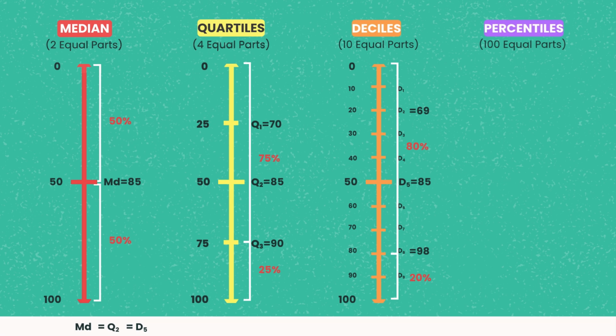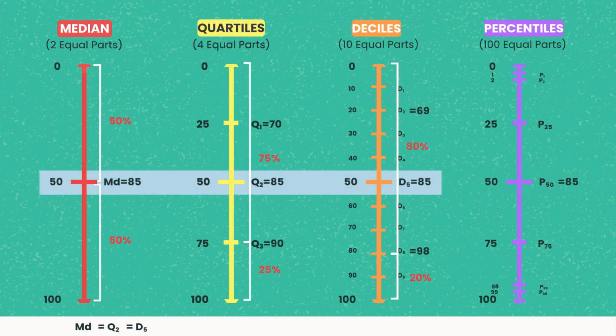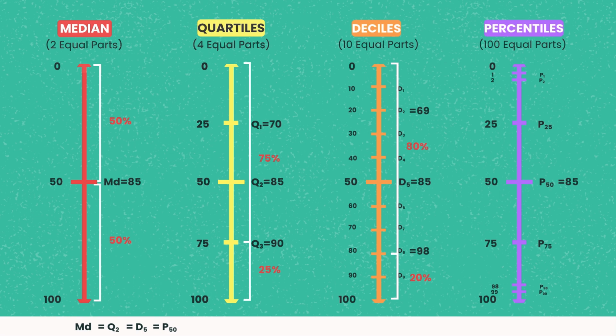Lastly, we will have percentiles. We have 100 equal parts. And from the scale, we will have P1 to P99. Using the same data set of scores, P50 is equal to the median, Q2, and D5. What quartile is equal to P25? Q1. What quartile is equal to P75? Q3.